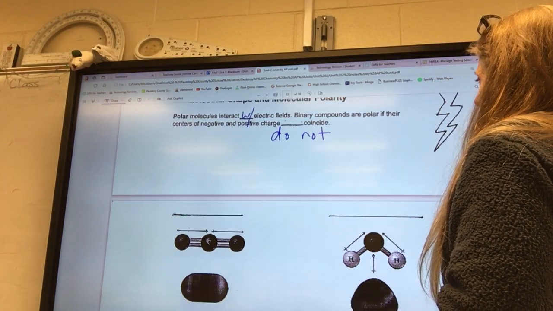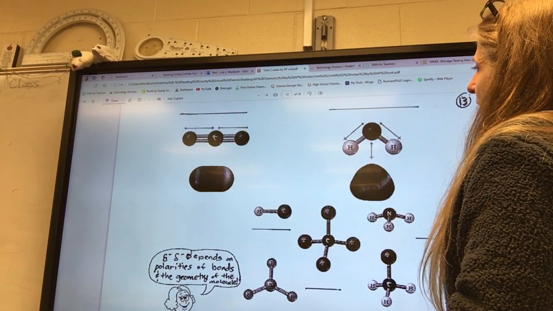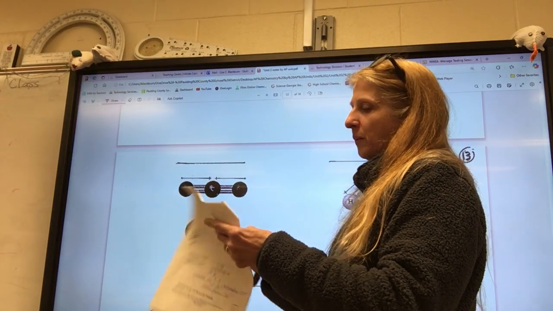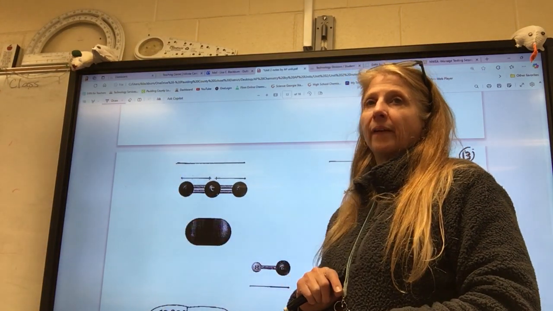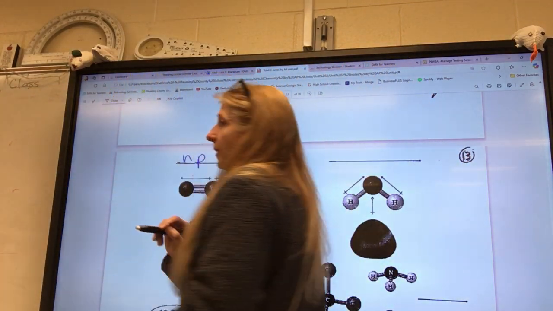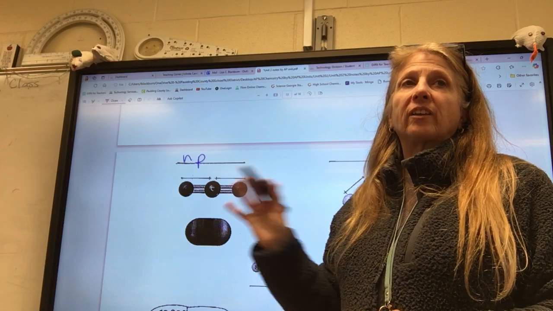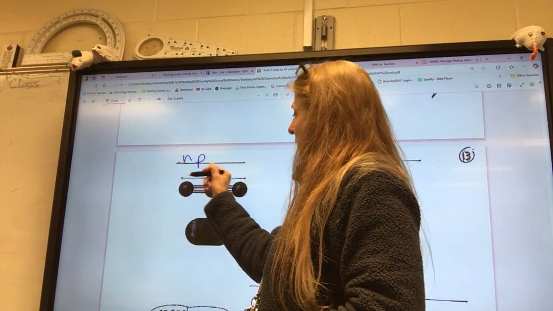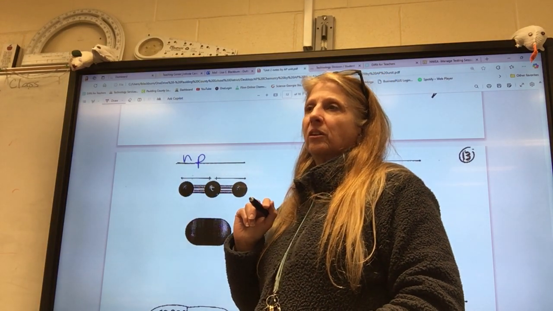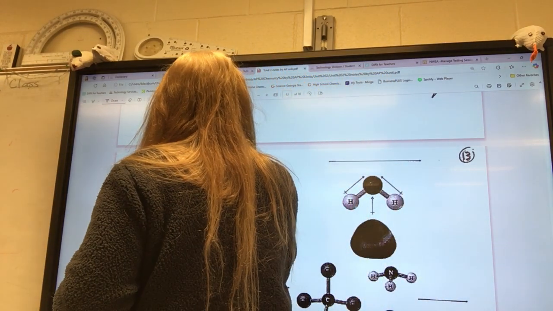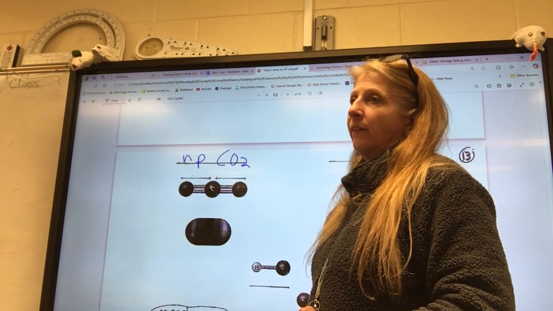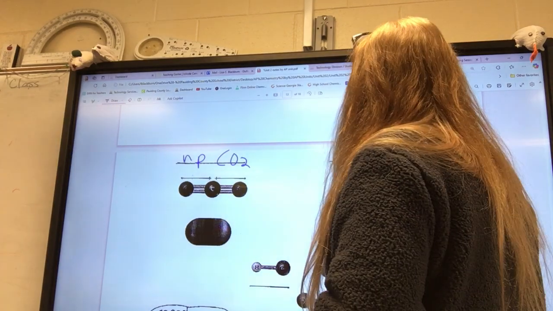Let's see if y'all can remember this and predict it, okay? So here I've got carbon dioxide. The bonds are polar. Is the molecule polar? What do you think? Polar or nonpolar? Nonpolar. Why? Because they just cancel each other out. Do you see that? This one's going that way. This one's going that way. They are exactly even and balanced. Can you see that? So this is CO2, and it's drawn here what it would look like a little bit more in real life.